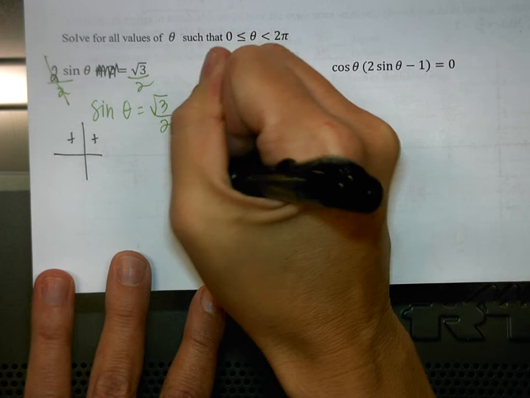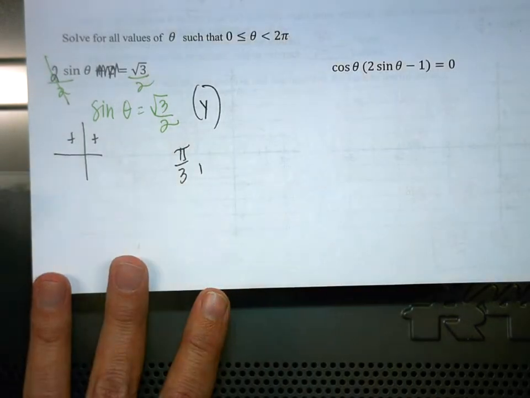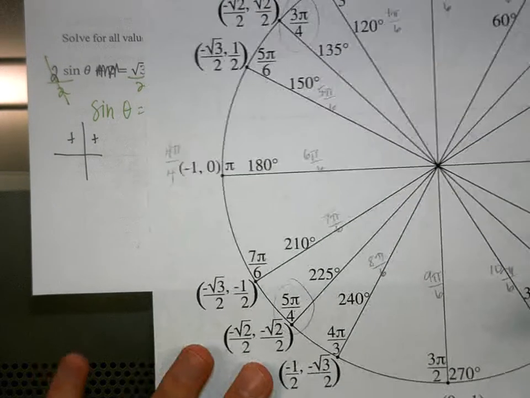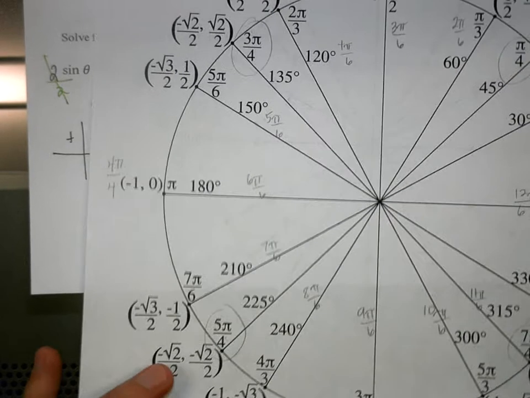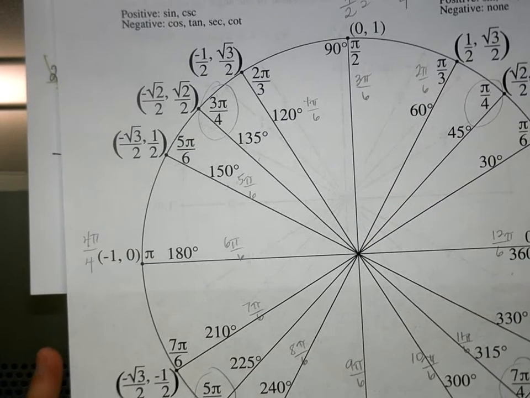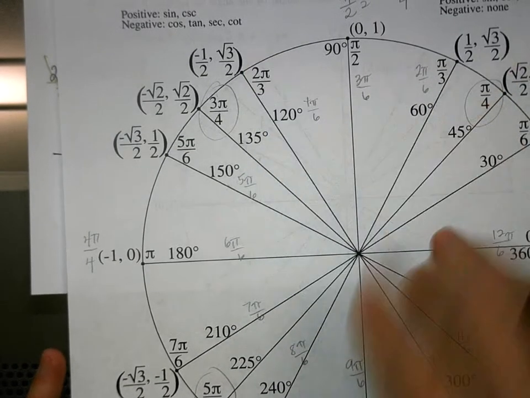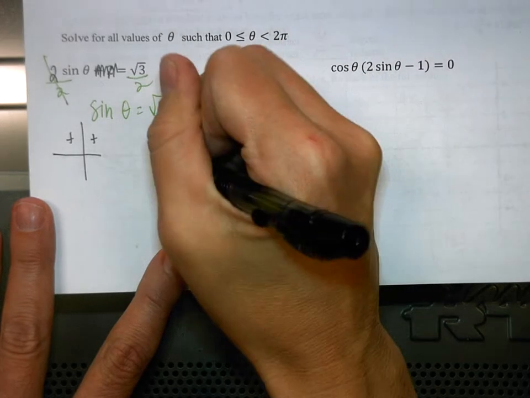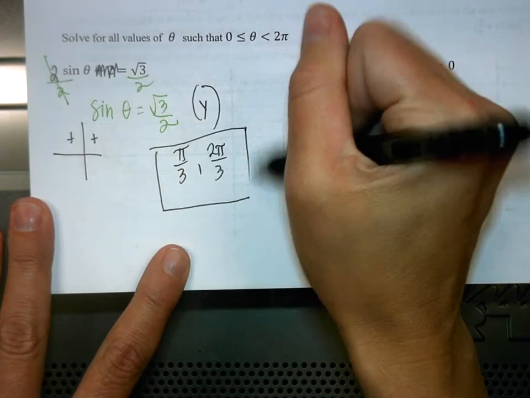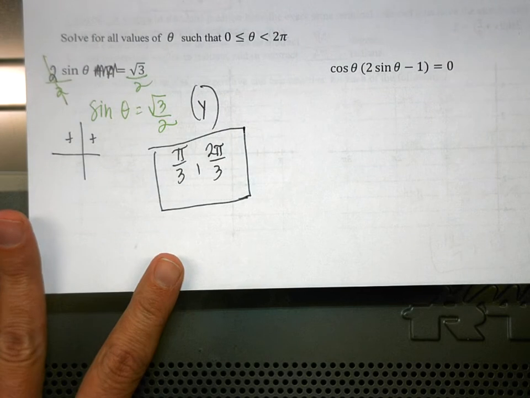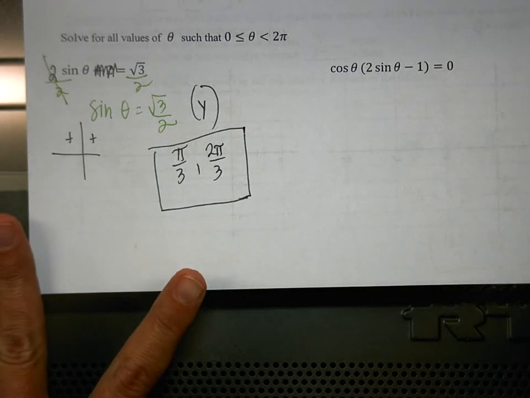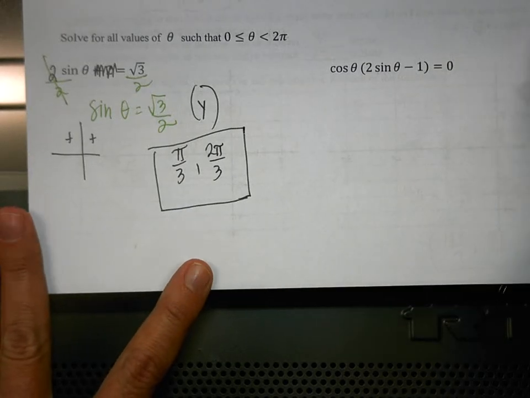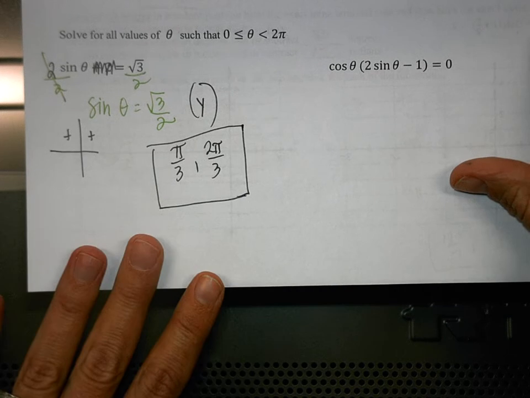Okay, and then I know there's going to be another one in quadrant 2, so where is y positive root 3 over 2? 2 pi over 3. Okay, any questions? Okay, next one.